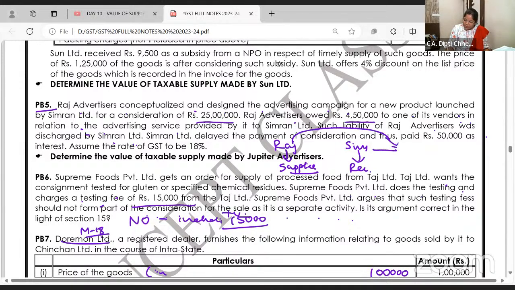And Raj owes 4,50,000 to a third vendor. So Raj is telling Simran, okay, pay 4,50,000 on my behalf to the third party and pay me the balance of the 25 lakhs. Included in this, Simran Limited delayed the payment and thus paid 50,000 as interest also. Assume the rate of GST. One common question asked is, if the GST rate is 18%, is it going to be the same 18% for penalty and all also? Yes? Right. So how much is the designing charges paid?